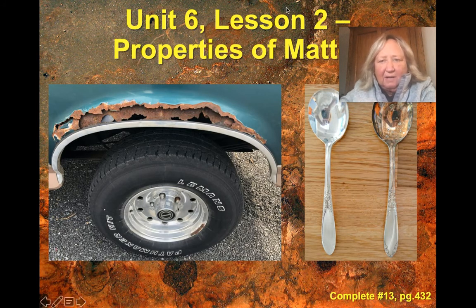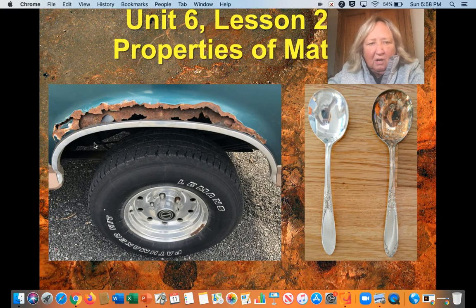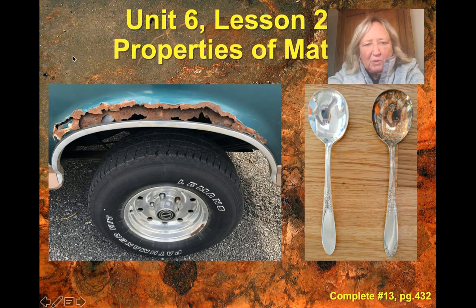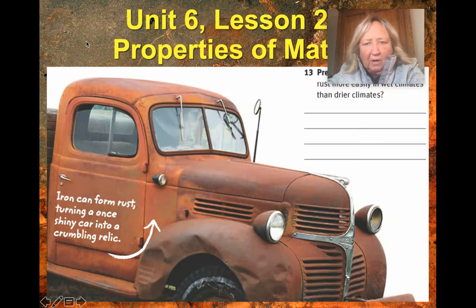Okay, so here is a picture of both of those examples we just talked about. In this left example, you can see the truck, or I guess it's probably a truck, rusting out. Okay, that's because the metal has been exposed to rain and oxygen. Over on the right, we have two spoons. The one on the right is tarnished. Again, it's reacting chemically to the oxygen and or water.